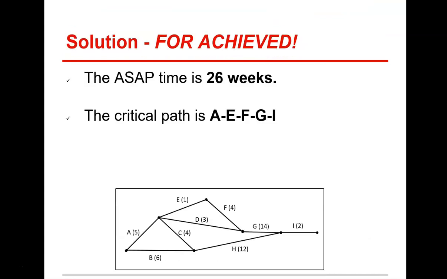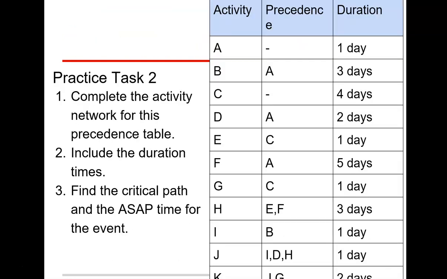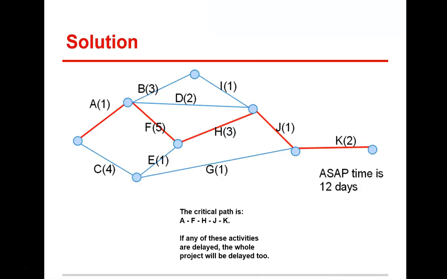Okay, I'm going to go through the next one. This one, have a go yourself, pause the video here, draw your activity table, and then you can come back for the solution, which is this. And you can have a look at that, see how you went, any mistakes. Your ASAP time would have been 12 days. Critical path is A, F, H, J, K. If any of these activities are delayed, the whole project will be delayed.